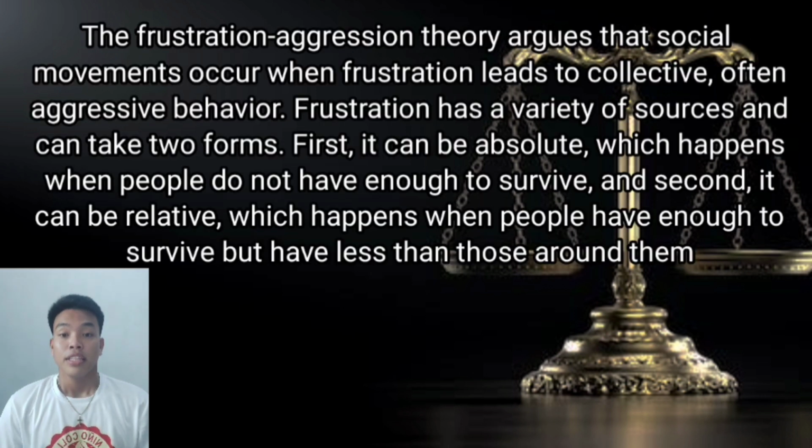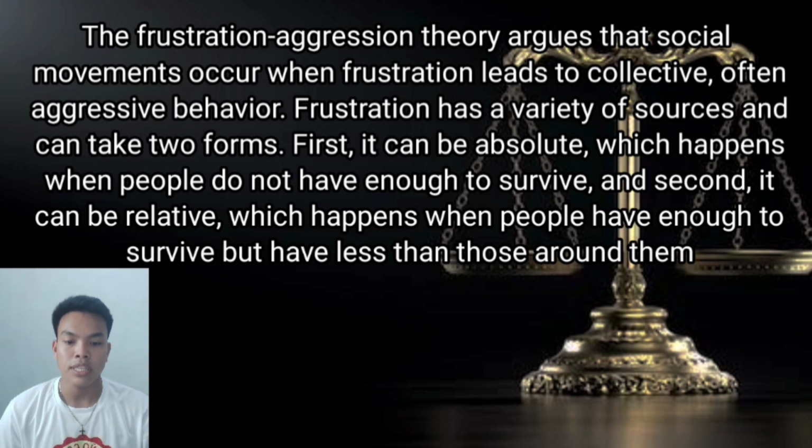The frustration-aggression theory argues that social movement occurs when frustration leads to collective, often aggressive, behavior. Frustration has a variety of sources and can take two forms. The first is that it can be absolute, which happens when people do not have enough to survive. And the second is that it can be relative, which happens when people have enough to survive but have less than those around them.